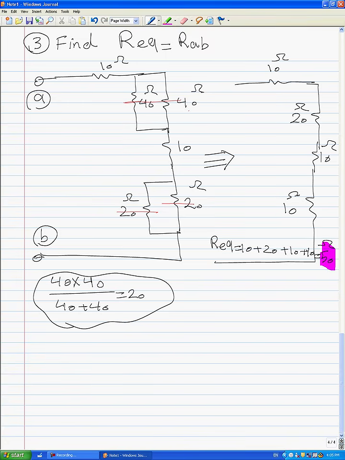Important question. If we have an open circuit here, what happens to the equivalent resistance? I mean, if we have an open circuit, how can we find the equivalent resistance?